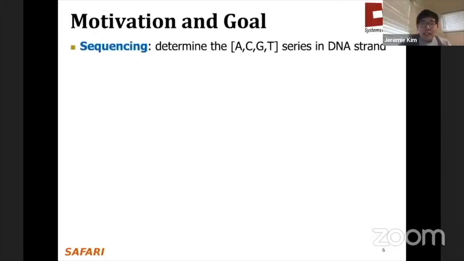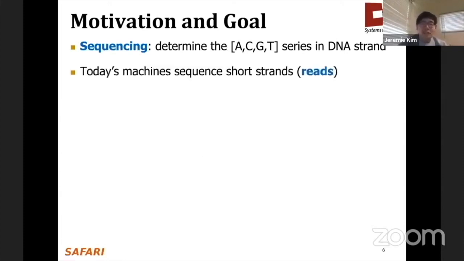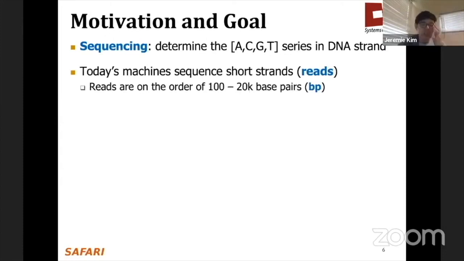So sequencing refers to the process of determining the series of nucleotide base pairs in a DNA strand. And DNA is comprised of 4 different bases, which are referred to as A, C, G, and T. Today's machines sequence short strands, which are referred to as reads, and reads are on the order of 100 to 20K base pairs. I guess nowadays they can be longer, but that was what it was back in the day.